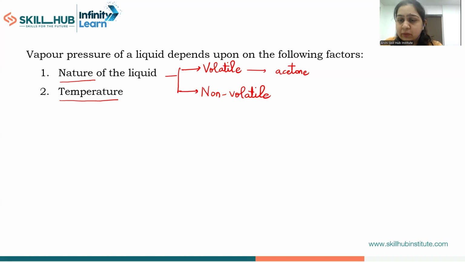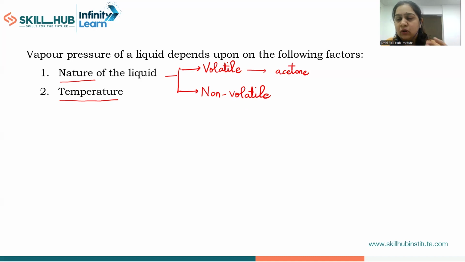Okay, there are some liquids which will not boil at low temperatures. They will require higher temperatures to boil, and those liquids are called non-volatile liquids. So, very simple, what are volatile liquids? Those liquids which are going to boil at very low temperatures, which are going to evaporate at low temperatures.